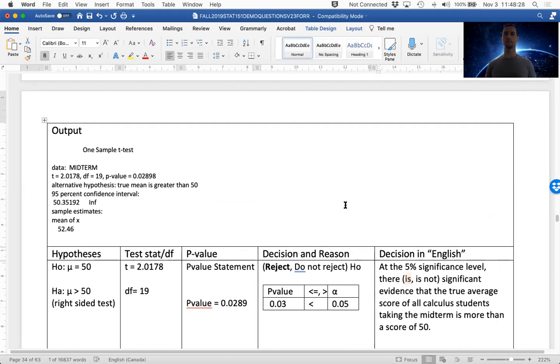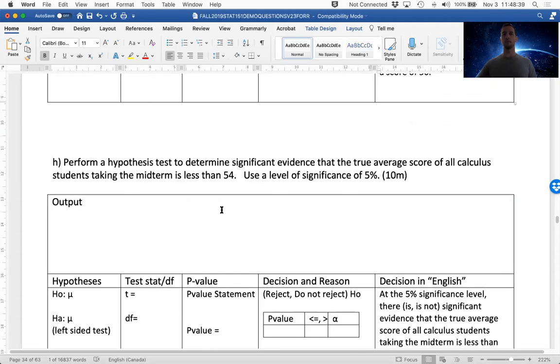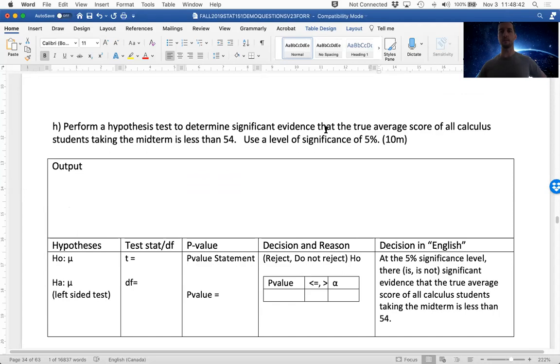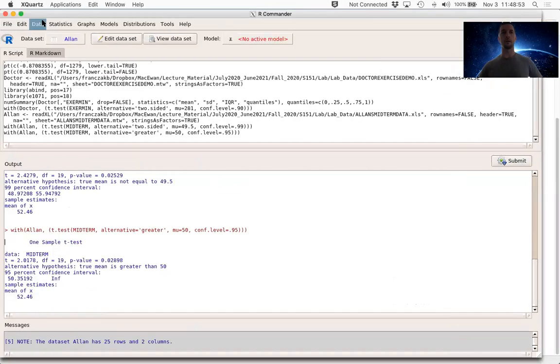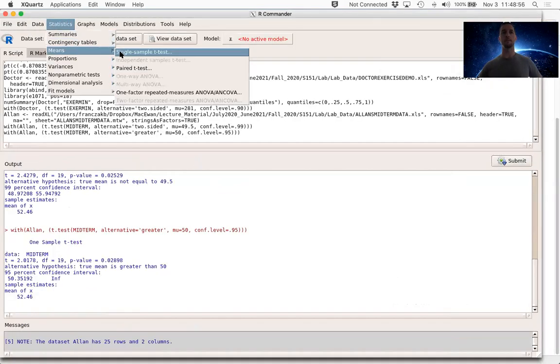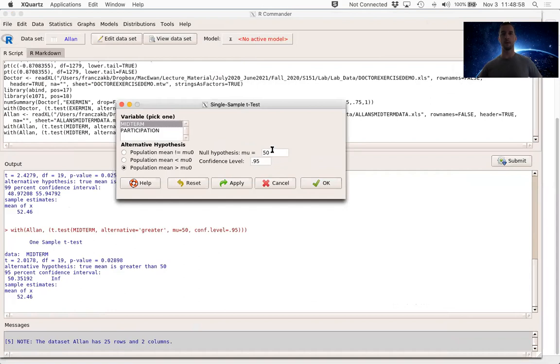Any questions? All right. Okay, same idea here. Perform a hypothesis test to determine if there's evidence that the true average score of all students is less than 54. So here we have true average score less than 54. We go to Rcmdr, Statistics, Means, Single-sample t-test. Here we have midterm. We select our less than option. Here we plug in 54. We have a significance level of 0.05.